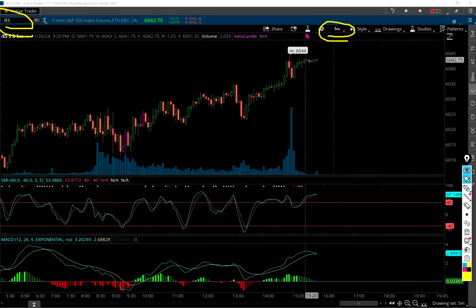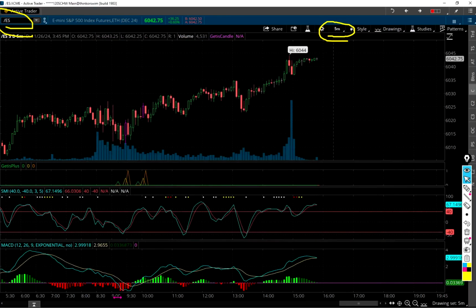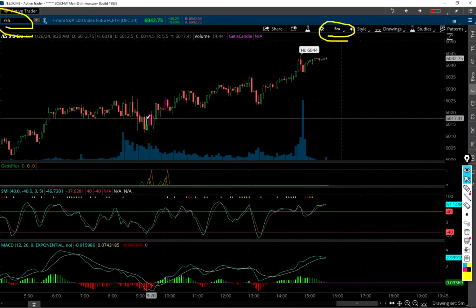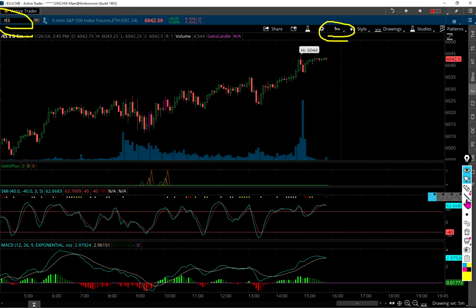Where's the trade of the day? Let's take a look and bring on the GITTAS Plus indicator, which is going to help us see if there's any trades here. And boy, was there ever. Look at this right here, exactly at 9:25 Central Time. It says, hey, I think there's a trade. And there it is.